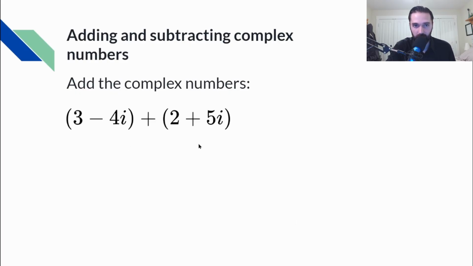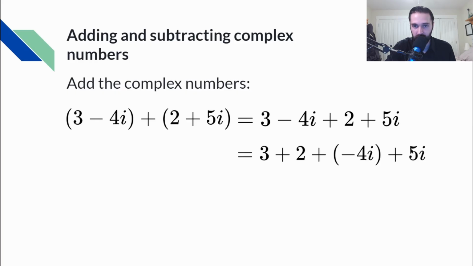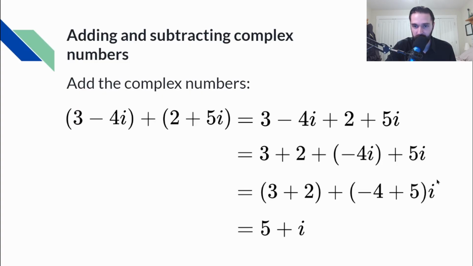Here we're asked to add the complex numbers 3 minus 4i plus 2 plus 5i. The first thing I'm going to do is get rid of the unnecessary parentheses. Then I'm going to group together the real parts, 3 and 2, and then group together the imaginary parts, negative 4i plus 5i. So I factor out this i to the right. And then I say 3 plus 2 is 5, and negative 4 plus 5 is 1, so I just get i. So I have 5 plus i.